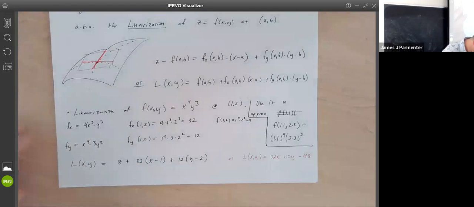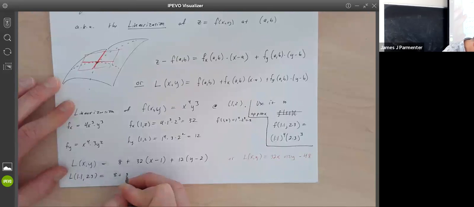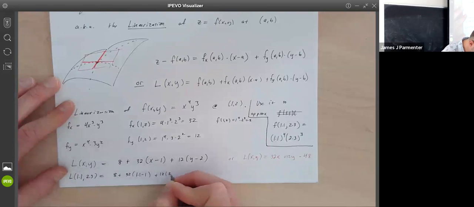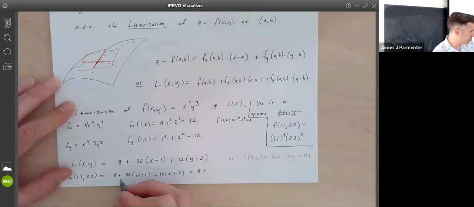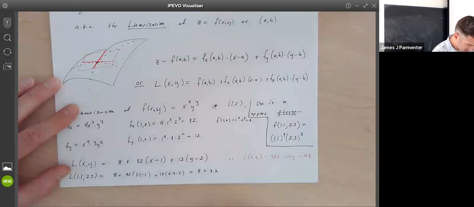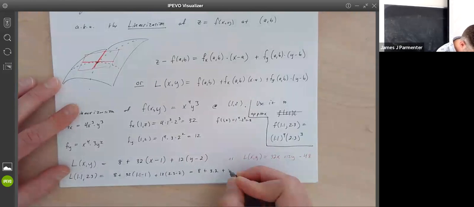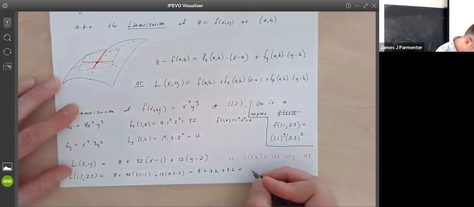So when I plug in 1.1 and 2.3, I get 8 plus 32 times 1.1 minus 1 plus 12 times 2.3 minus 2. And that's going to give me 8 plus 32 times 0.1, which is 3.2, and 12 times 0.3, which is going to be 3.6. So I end up getting 8 plus 3.2 plus 3.6, which is going to be 14.8.